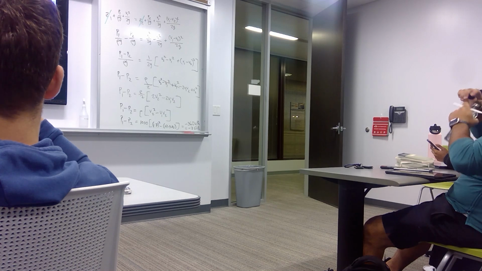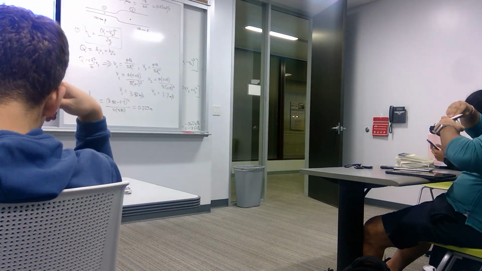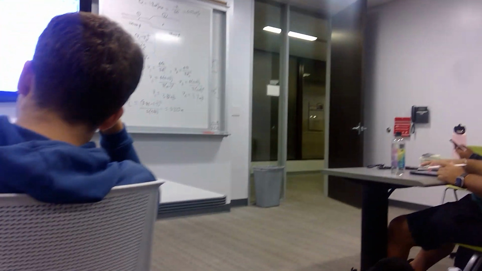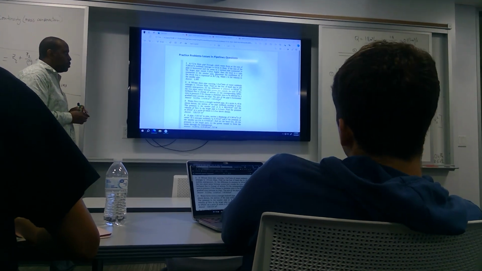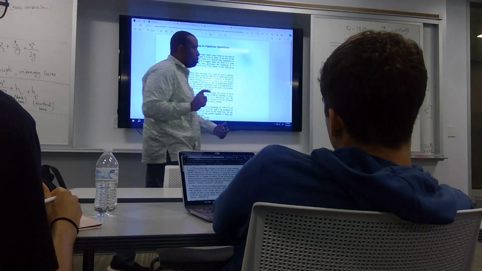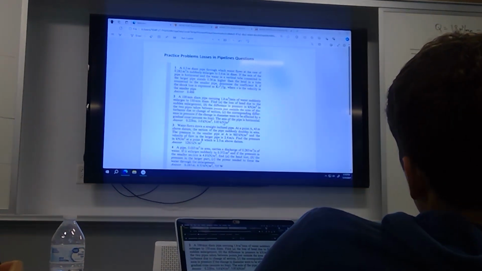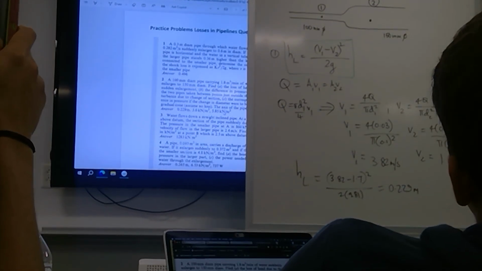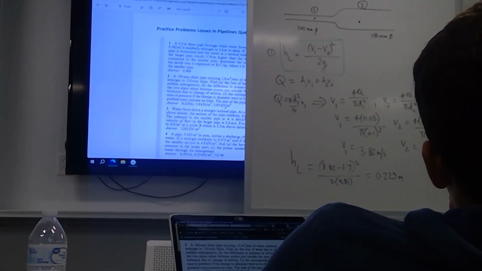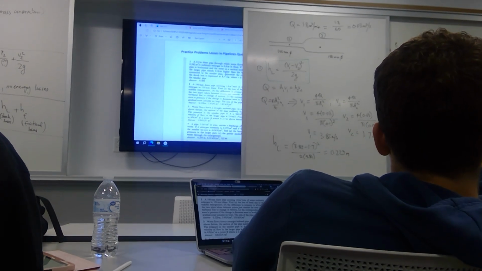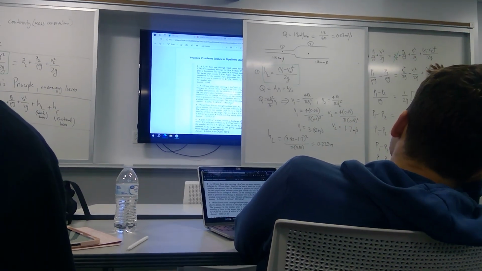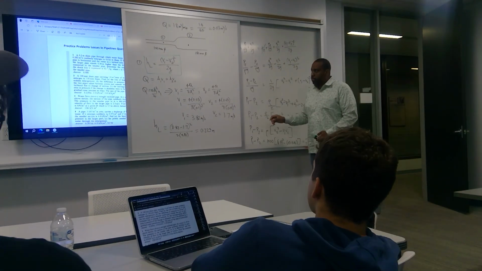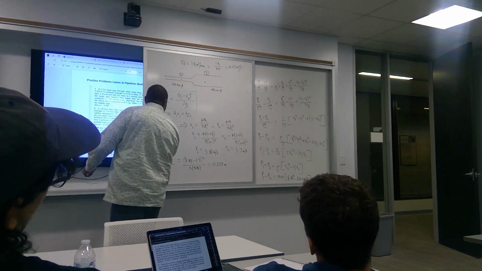Okay, next one. The third part of the question asks for the corresponding difference in pressure if the change in diameter were to be affected by a gradual cone. What does that mean? No loss. So if there was no loss here, what would our equation be? Take away the V1 minus V2 term, it disappears.